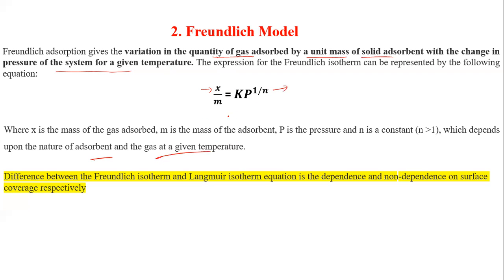So this is the Freundlich model, by which you can see the variation of the amount of gas adsorbed on a unit mass of solid by changing the pressure, but the temperature should remain constant. So the major difference between the Freundlich and the Langmuir is the dependence and non-dependence on the surface area coverage respectively.